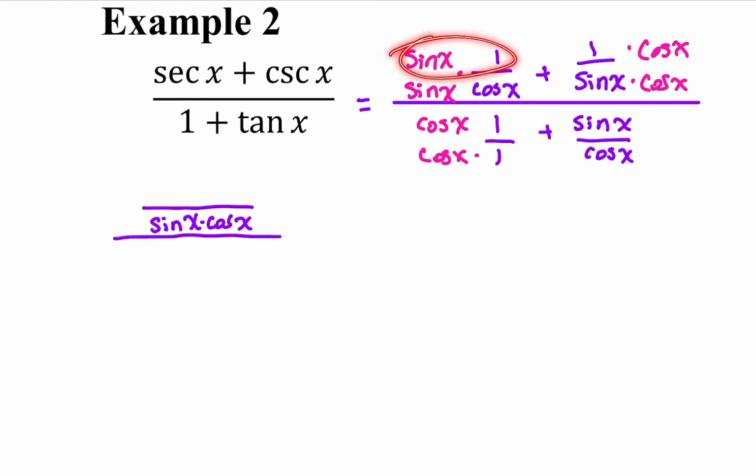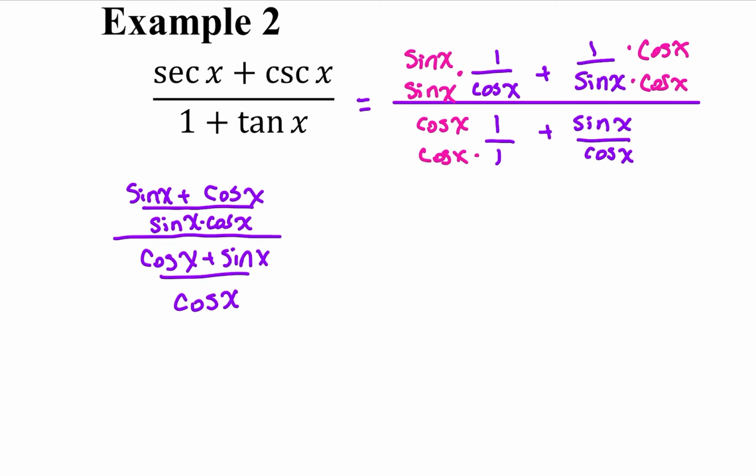And in that numerator, I've now got sine times 1 plus 1 times cosine. In other words, this is going to become sine plus cosine in the top. Sine plus cosine. And in that denominator, cosine times 1 is going to give me cosine over cosine, which then gives them a common denominator of cosine. And then we're going to have cosine times 1 plus sine, or cosine plus sine.